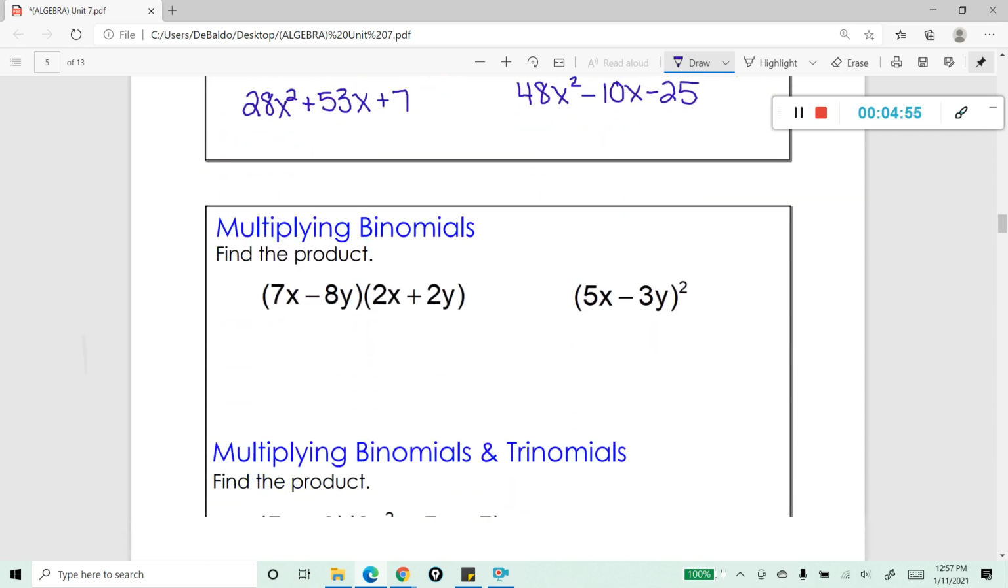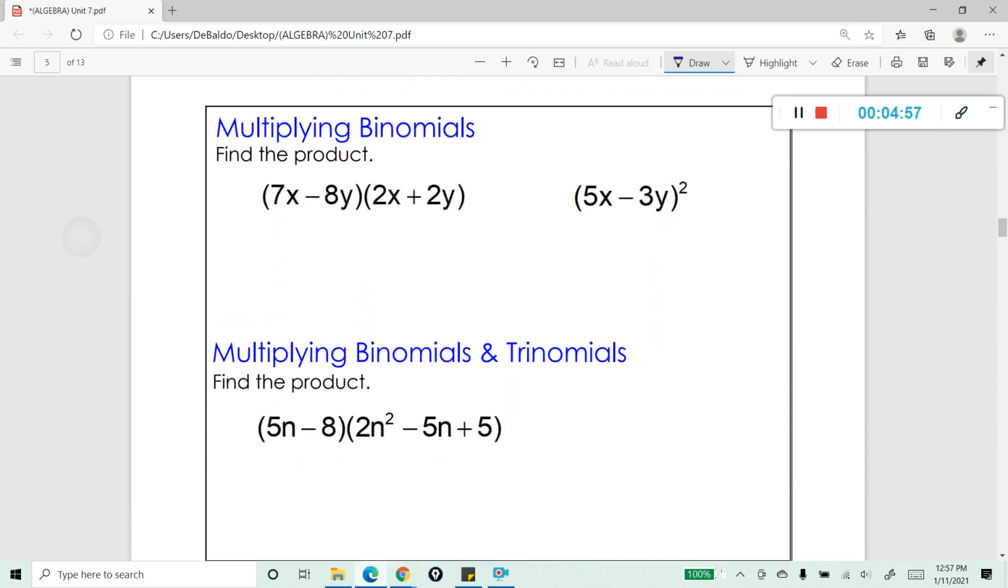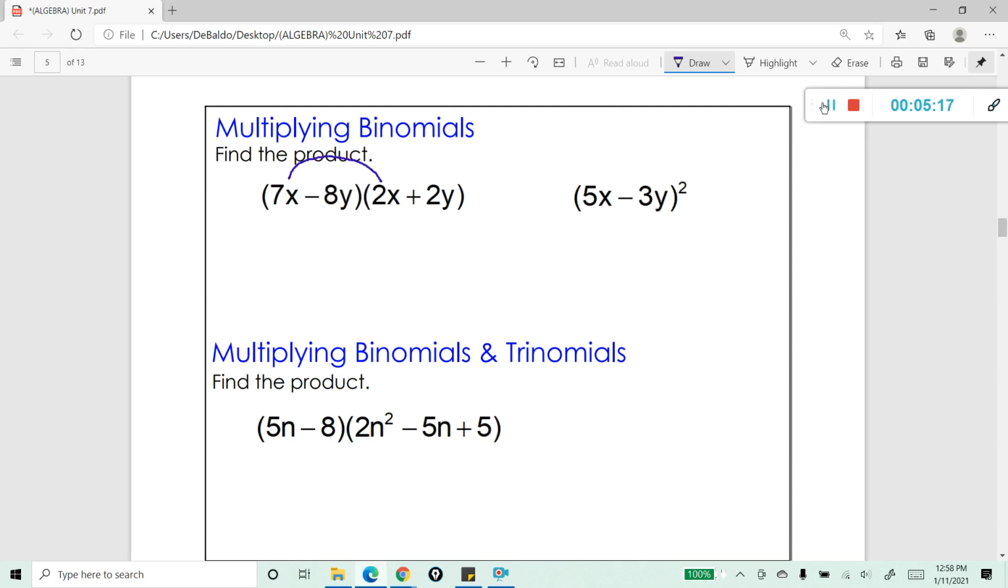Okay, I do have two more examples of multiplying binomials, and we are still going to be foiling these two, even though they look slightly different. So in this first example, it's a little different because this time we actually have two variables. We have an x and we have a y. It's still going to work the same way. So I'm going to go ahead and multiply my first two terms together. So first two meaning the first two in each of the binomials. So 7x times 2x gives us 14x squared.